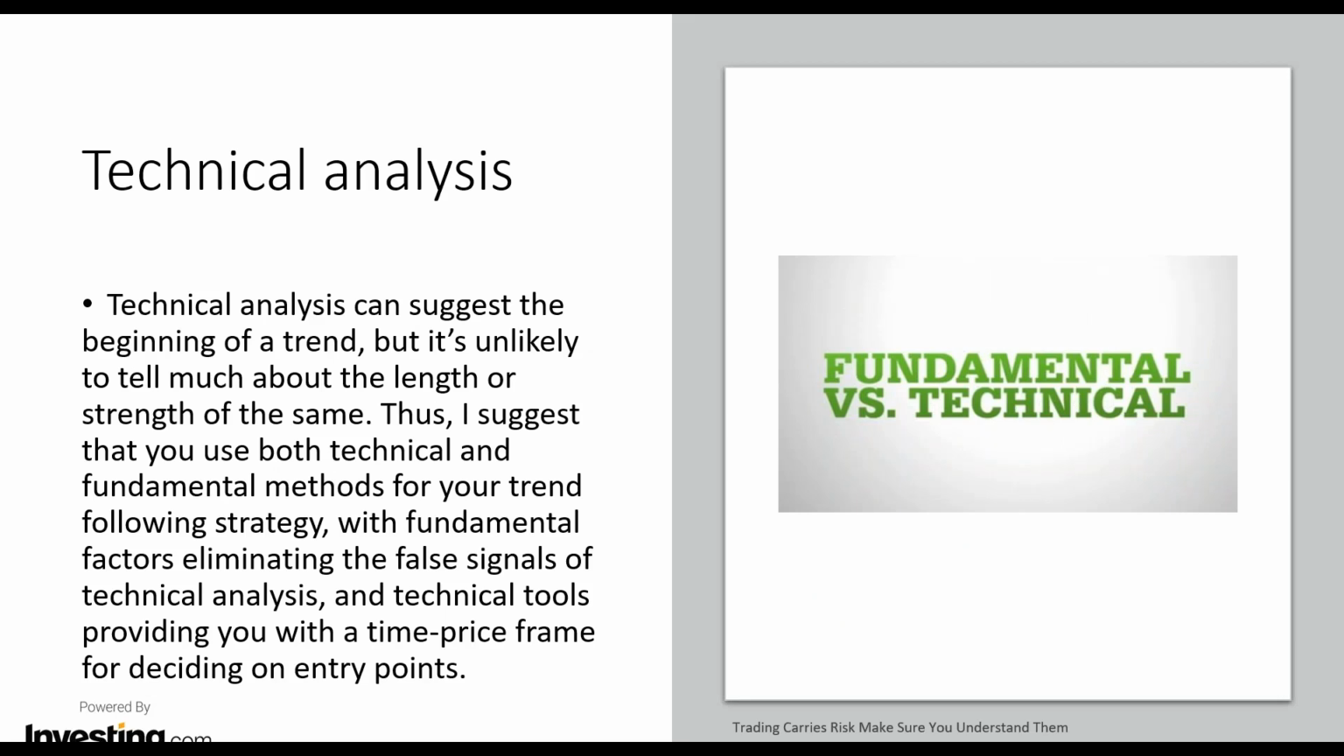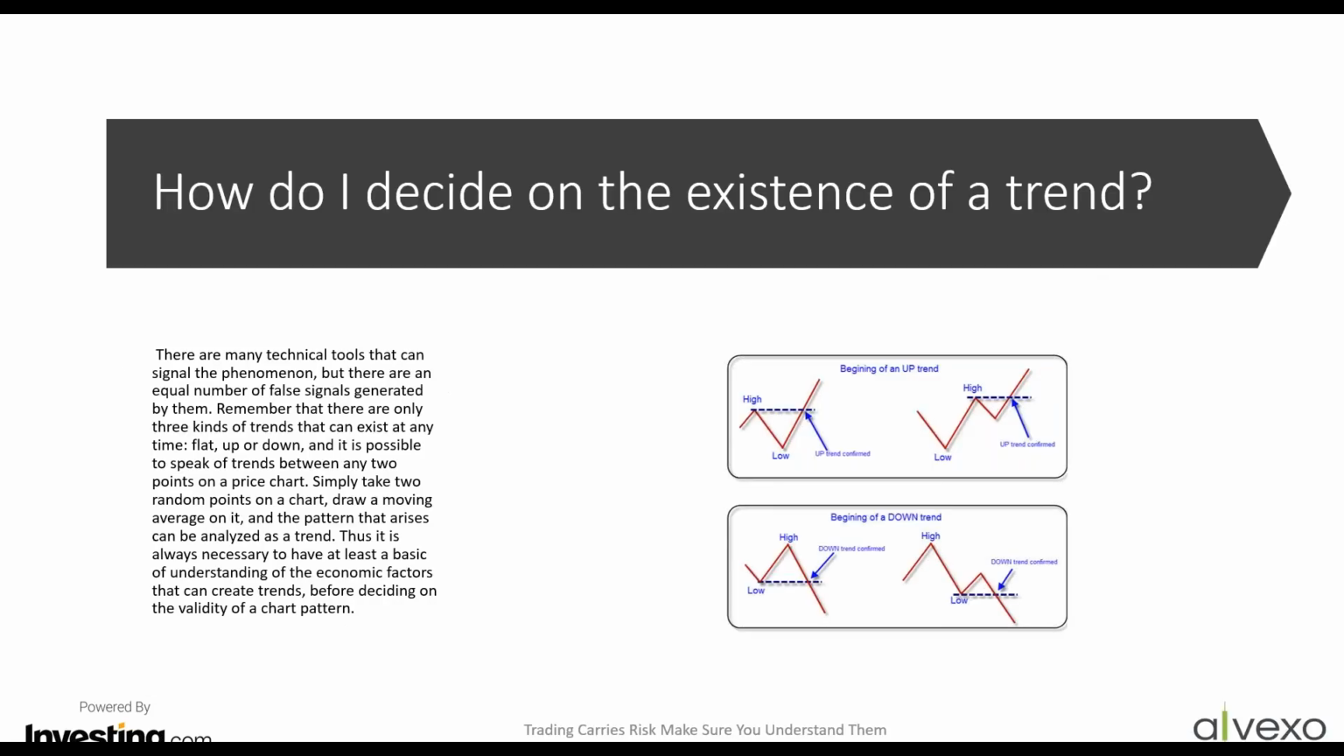So technical analysis can suggest the beginnings of a trend, but it's unlikely to tell you much about the length or the strength of the same. Thus, I suggest that you use both technical and fundamental for your trend following strategy. Now, how do I decide on the existence of a trend? There are many technical tools that can signal the phenomena, but there are an equal number of false signals generated by them. Remember that there are only three kinds of trends that can exist: flat, up, or down.